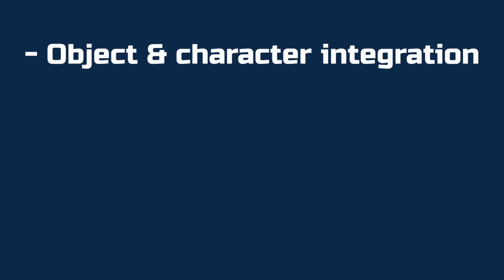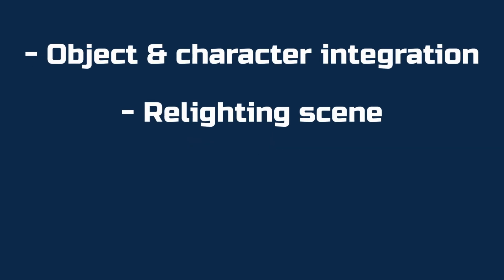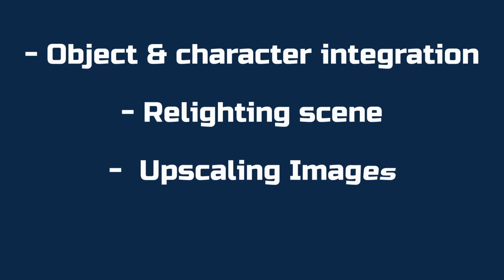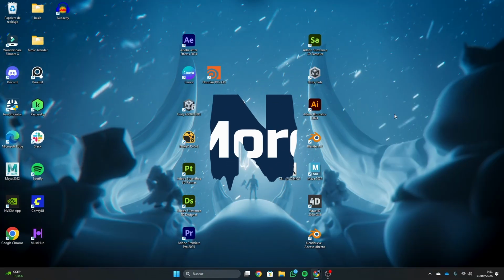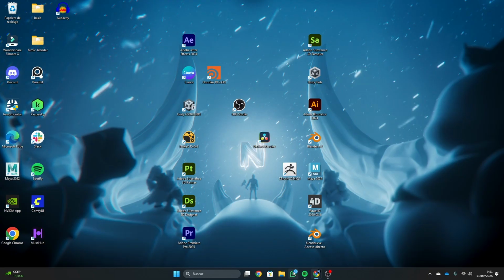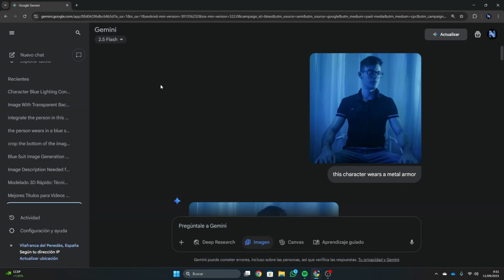So today we are going to see some examples of object and character integration, highlighting scene, upscaling images, YouTube thumbnails, and more. We will see it now. So what you need to do is go to Gemini, put here image, and you start the creation.